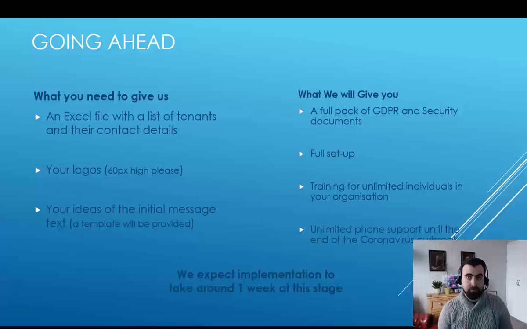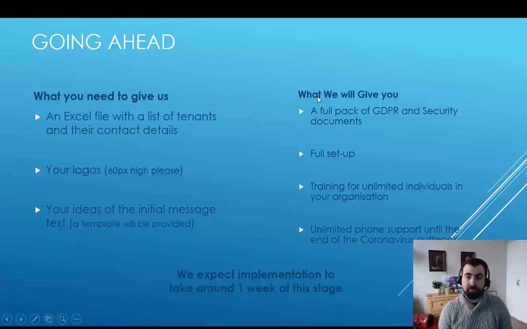All we need from you for the go-ahead is an Excel file or CSV file with a list of your tenants and their contact details. We can provide you with a template for that. We need a logo, which is 60 pixels high. And then we need your ideas for the initial message text, the follow-up message, and the introduction and thank you screens. We can provide a template for that, and you can just edit the template, send it back to us, and we set you up.